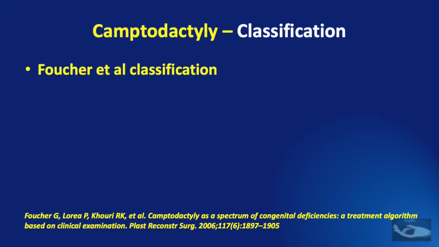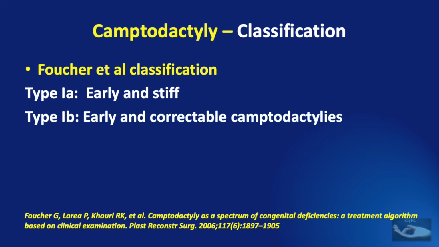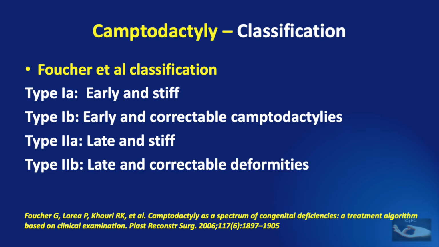Fouché et al. further subdivided this classification into four types. Type 1A refers to the early presentation, that is in infancy, and a stiff proximal interphalangeal joint. Type 1B refers to the early or infancy presenting camptodactyly with correctable camptodactylies or flexible joints. Type 2A refers to the pubertal presentation of the camptodactyly with stiff proximal interphalangeal joint, and type 2B refers to the pubertal presentation with correctable deformities.